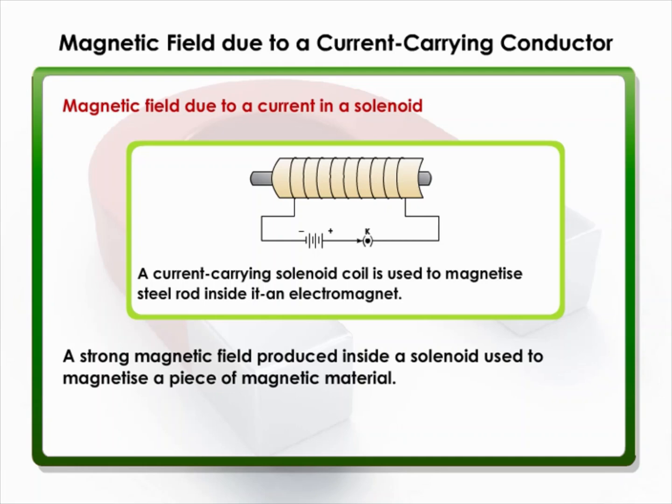A strong magnetic field produced inside a solenoid can be used to magnetize a piece of magnetic material, like soft iron, when placed inside the coil. The magnet so formed is called an electromagnet.